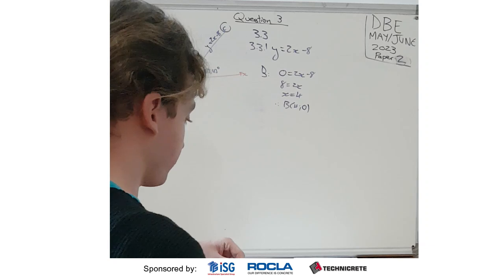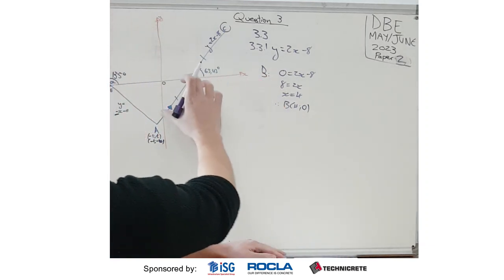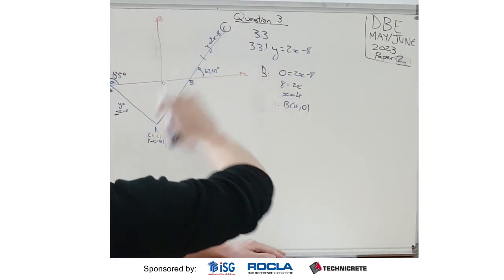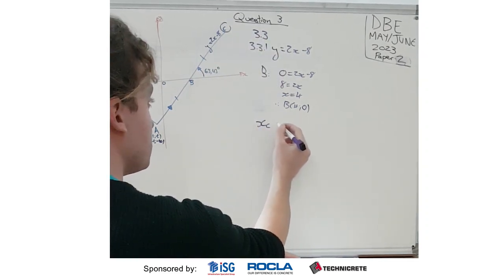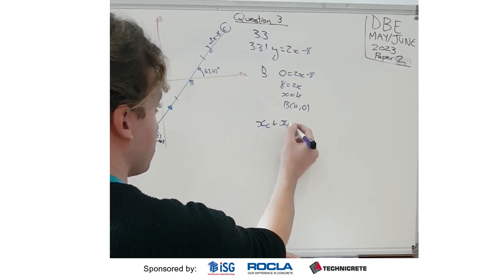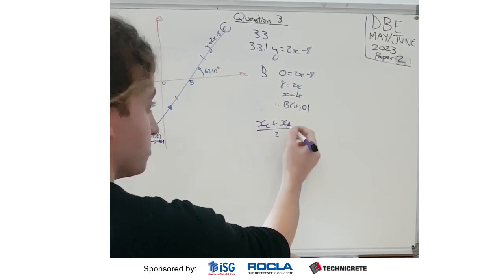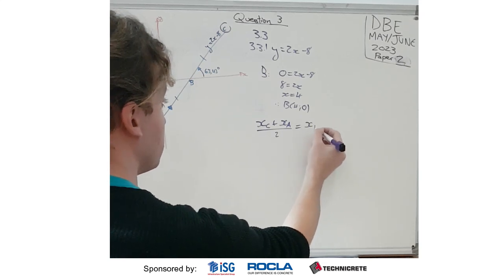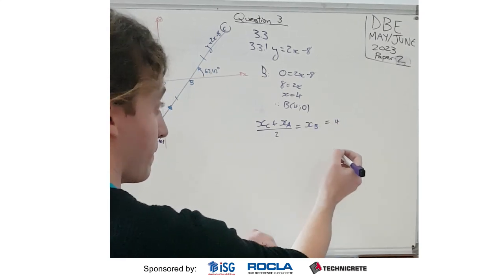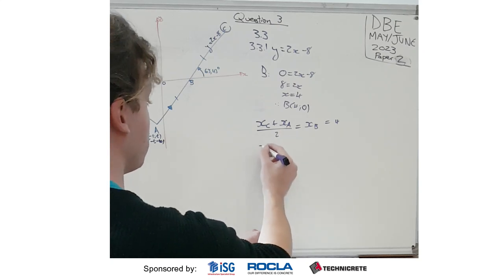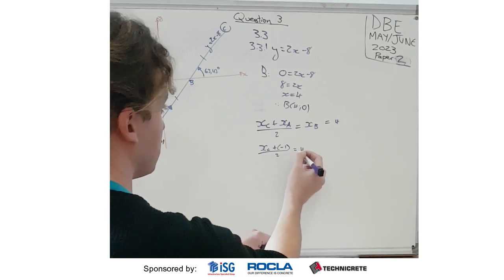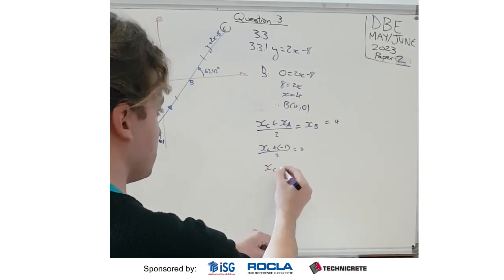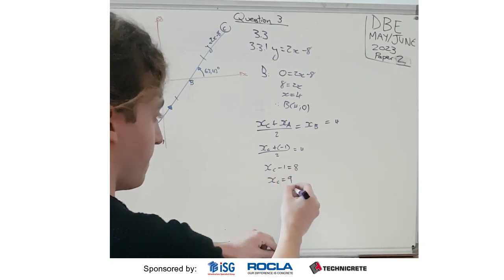We know here, because B is the midpoint between these two, it's the midpoint of this line, we know that the x of C and the x of A halved, as in the average of the two, should be equal to the x of B, which we just worked out, it's 4. Okay, we know the x of A, it's -1. So xc plus -1 all over 2 is equal to 4, times both sides by 2. xc minus 1 equal to 8, x of C is equal to 9.